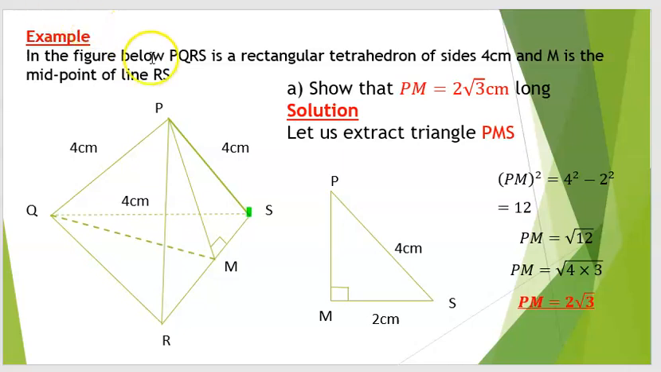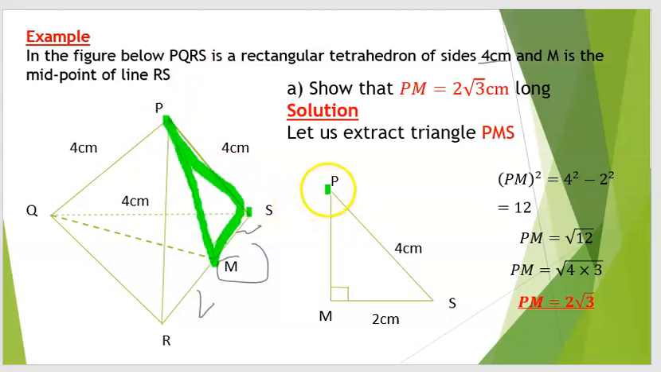They are saying in the figure below, PQRS is a regular tetrahedron of side 4 centimeters, and M is the midpoint. This M is the midpoint, meaning here is 2 and also here is 2. From that, they're saying show that PM equals 2 root 3 centimeters long. So I'm going to extract this particular triangle, PM, as you can see there, and bring it out here so that we can discuss it.